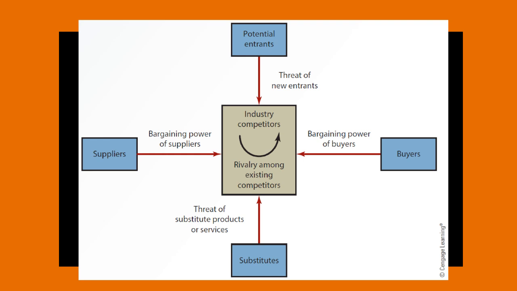Now, as we move around the circle, we will go clockwise. The next one is buyer power. Buyer power is when customers have a really large selection, a big choice. And in essence, it means the buyer is controlling the market.